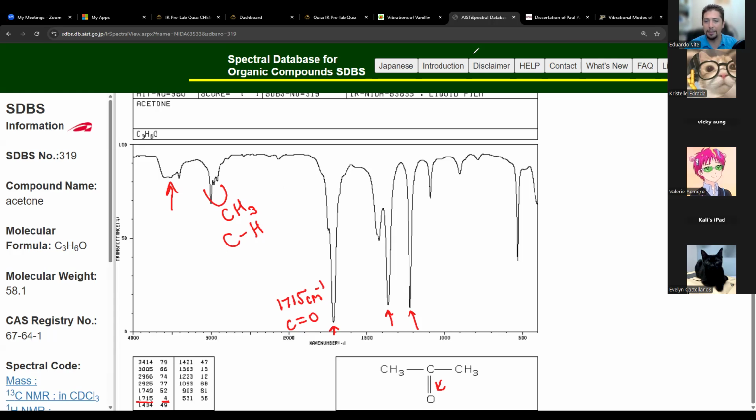Acetone specifically, yes, I would recommend you read up about acetone and its properties on Wikipedia or somewhere. You might get asked a question about the spectra and about acetone in your post-lab quiz for sure. So let's see. Let's look up another molecule. Let me clear the drawings and let's look up another one.